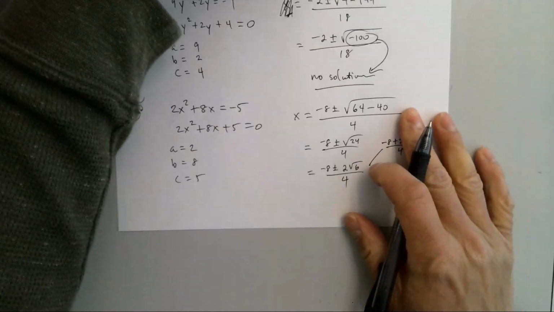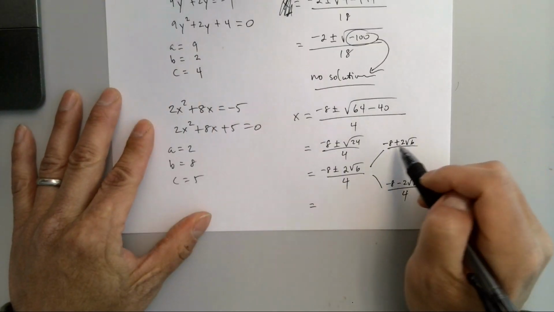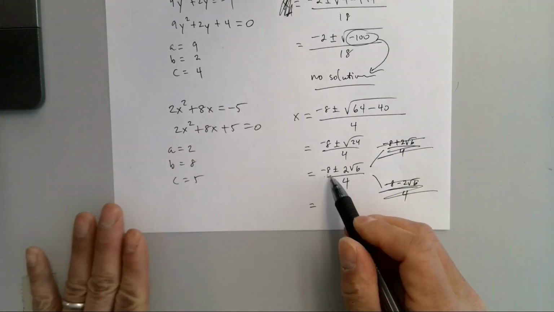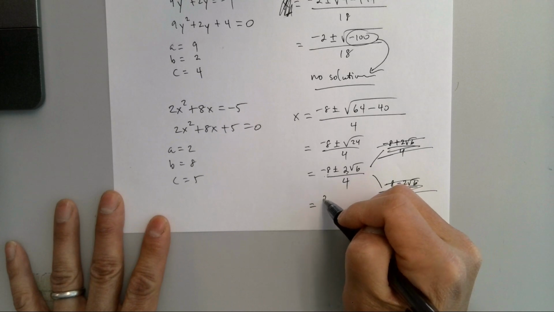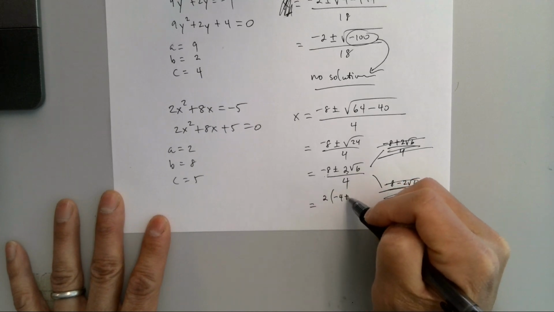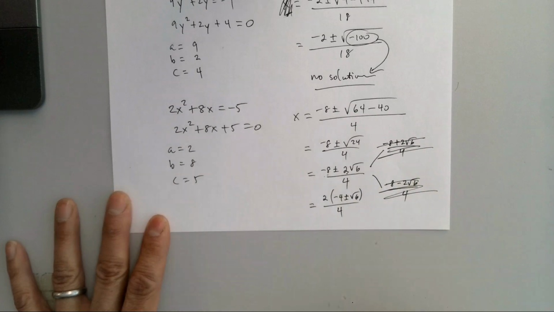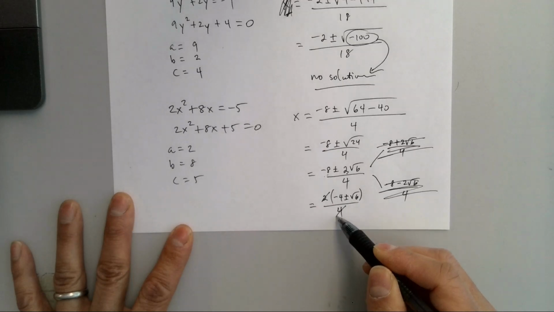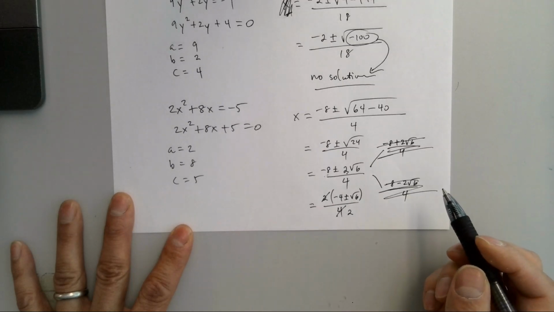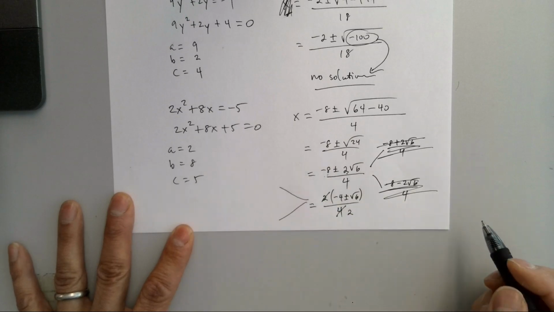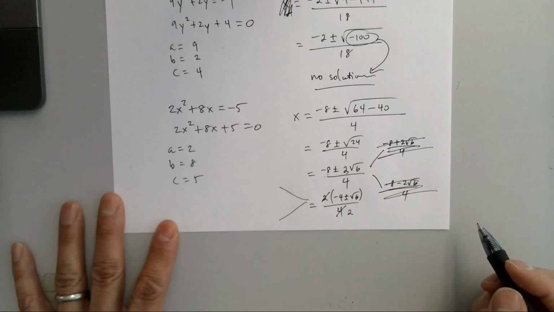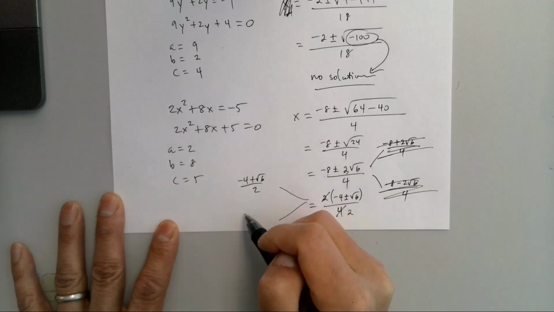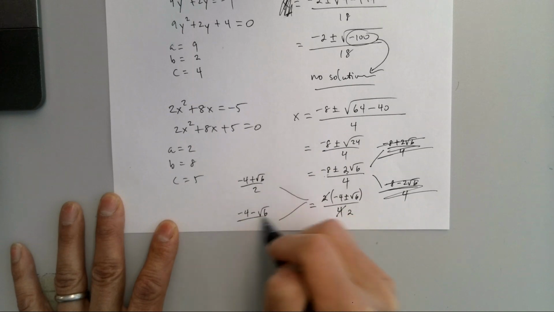Actually, I forgot to do something before I do the split, so ignore that. There's a GCF, so going back to here, there's a GCF in the top of 2. Left over is this. And that 2 that I just took out can cancel with the 4 down here, leaving a 2. So I'll do the split up here. So my two answers are negative 4 plus rad 6 over 2 and negative 4 minus rad 6 over 2.